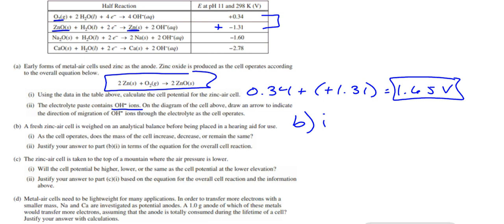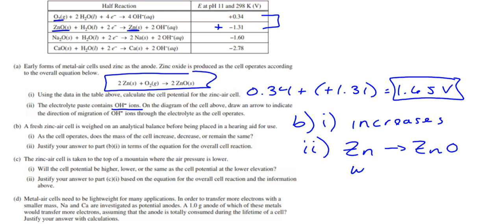And as it continues on, what am I creating? Zinc oxide. So that's what I'm actually looking at there. Okay? So the mass increases. Good effort, though. And the reason why? It's going from zinc to zinc oxide, which has a greater mass.